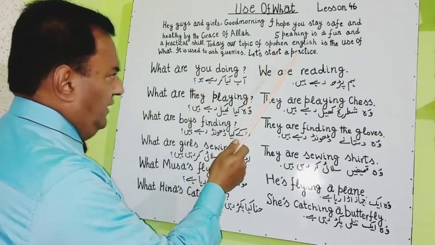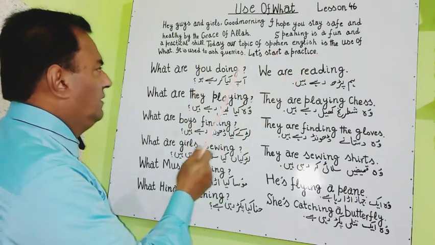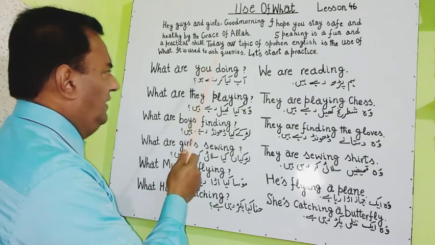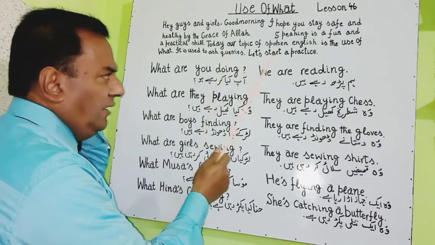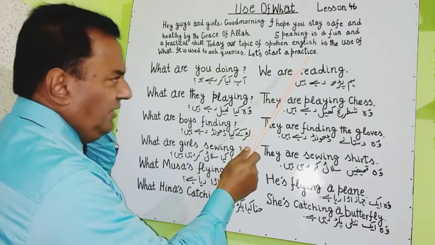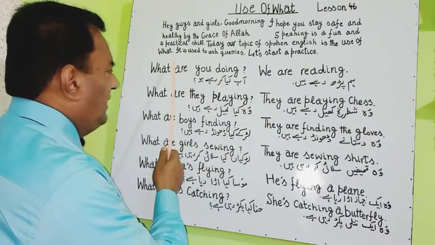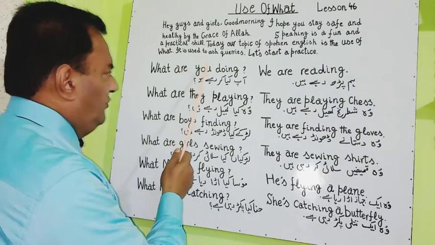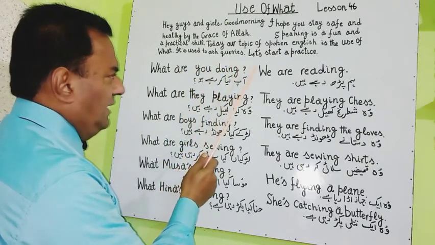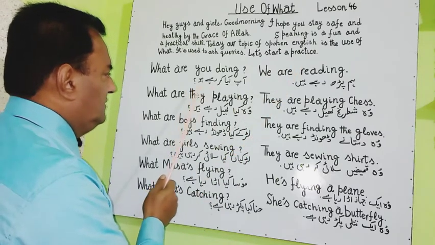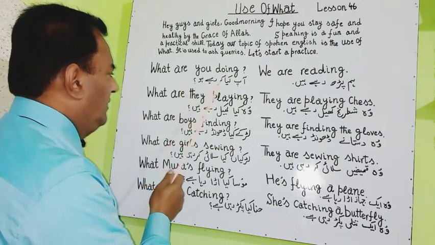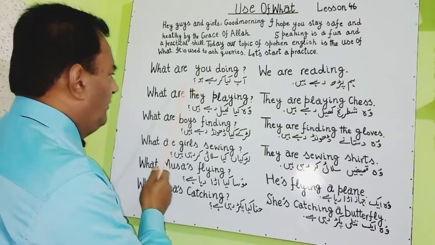As you know, speaking is a fun and a practical skill. Today, our topic of spoken English is the use of what. It is used to ask queries. Let's start a practice. Look up here on this whiteboard.